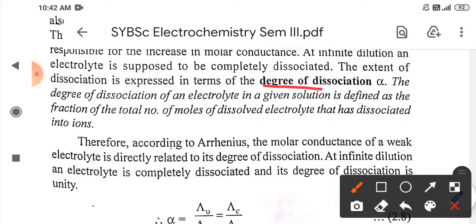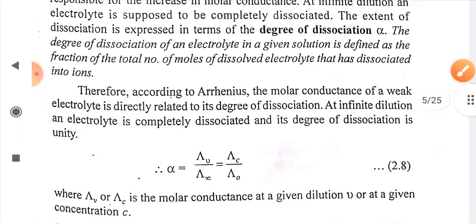The degree of dissociation. It is simply what? How many ions are dissociated upon dilution. So it will be the ratio of ions dissociated at a particular concentration to the ions dissociated at infinite dilution. So the degree of dissociation of an electrolyte in a given solution is defined as the fraction of the total number of moles of the dissolved electrolyte that is dissociated into its constituent ions.